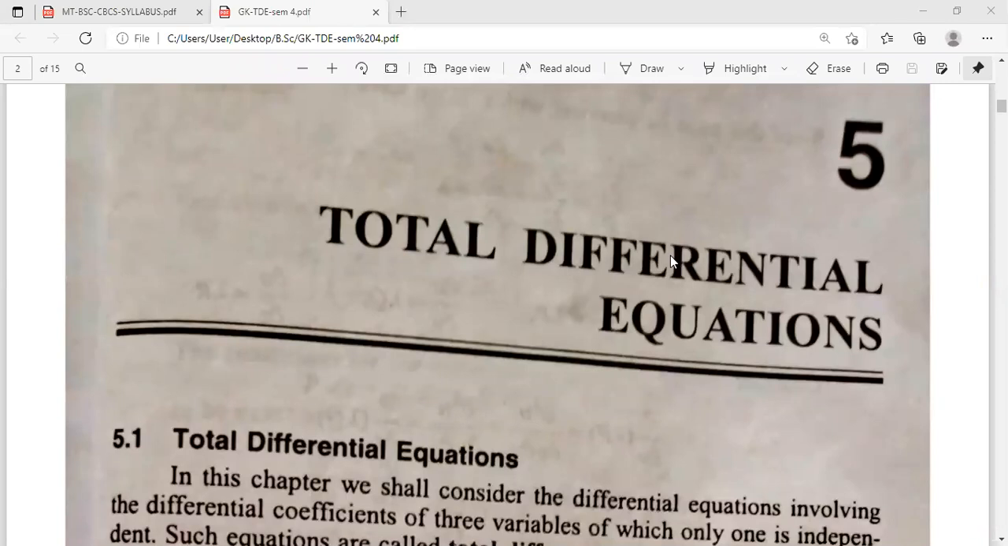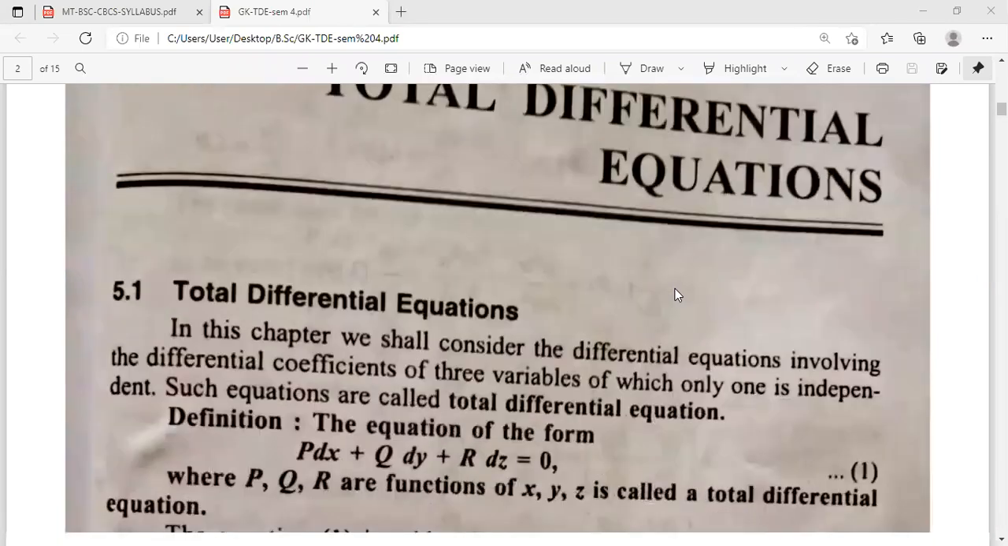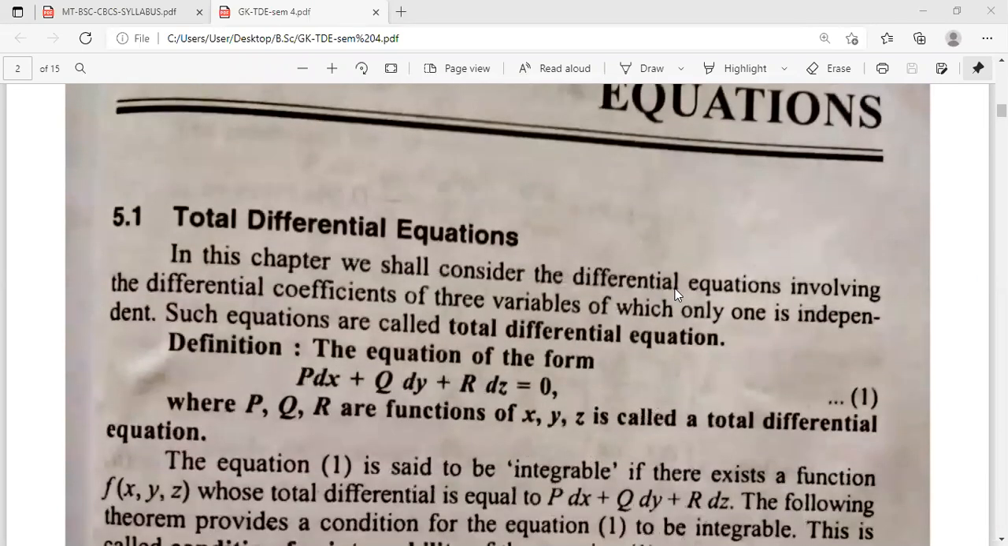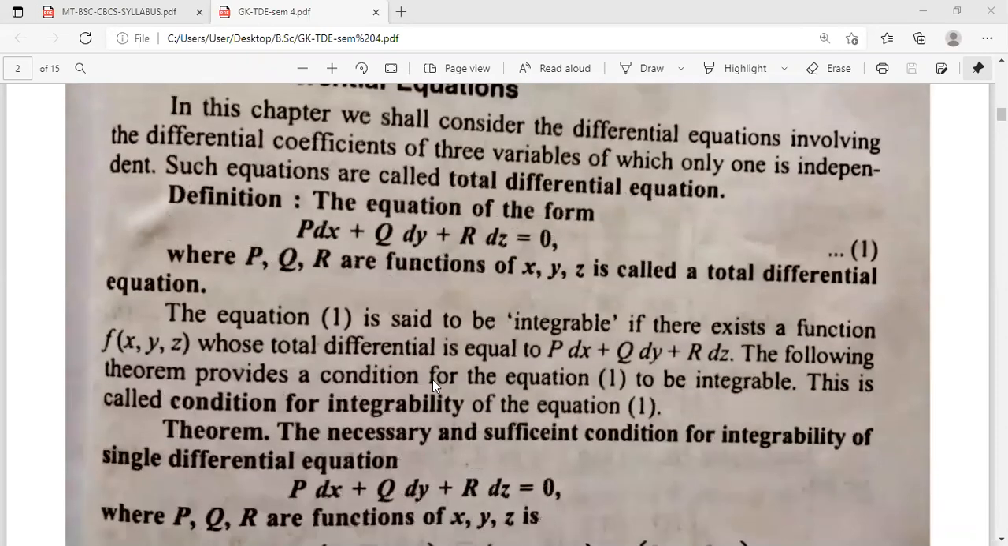We are discussing total differential equations. The standard format of the total differential equation is P dx plus Q dy plus R dz equal to 0, where P, Q, R are functions of x, y, z. This is called a total differential equation. Here is a total differential equation: P dx plus Q dy plus R dz equal to 0.